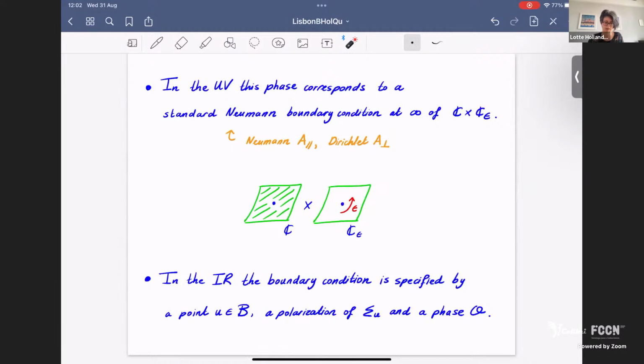Right. So you could wonder what are the corresponding boundary conditions that we have at infinity for these various phases? It turns out that for this phase, the corresponding boundary condition is just a standard Neumann boundary condition at infinity. So we take Neumann boundary conditions for the parallel components of the gauge field, and Dirichlet for the perpendicular components.